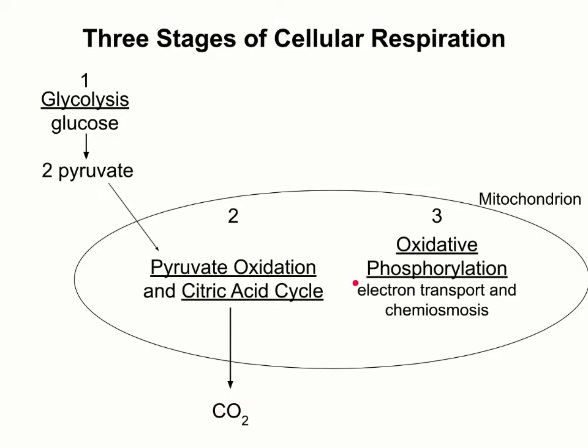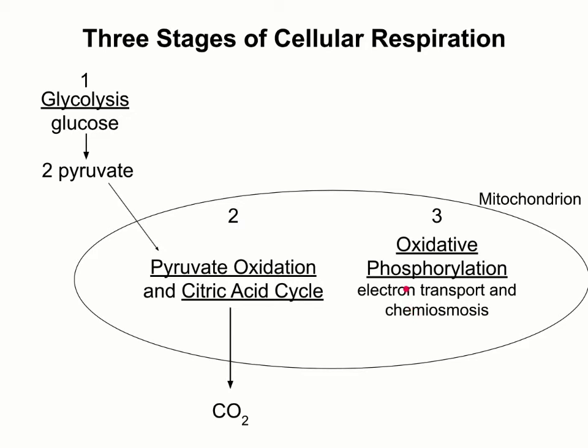The third stage of cellular respiration is oxidative phosphorylation. That's a mouthful, so we'll use the short form OXPHOS. OXPHOS is the combined process of electron transport and chemiosmosis. Let's start with electron transport.